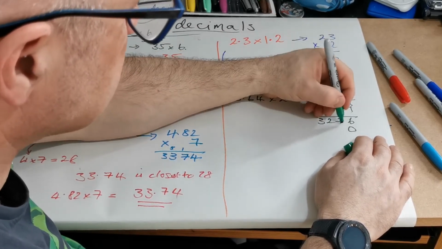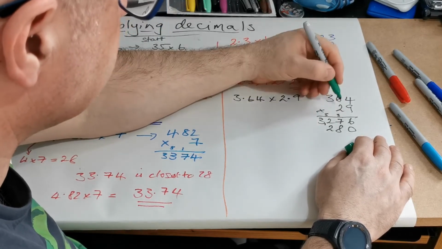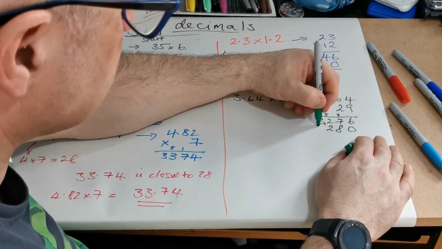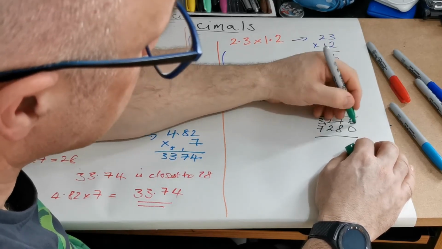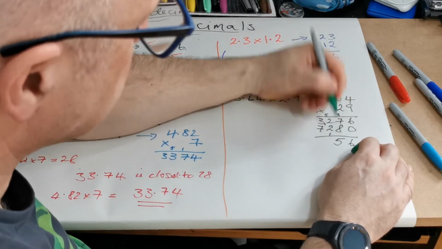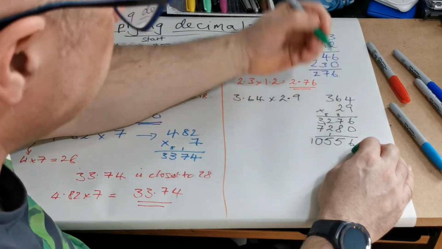2 times 4 is 8. 2 times 6 is 12. So I need 1 to carry. 2 times 3 is 6. Add the 1 is 7. Adding these together, I've got 6, 15. So I need to carry the 1, 5, and 10.